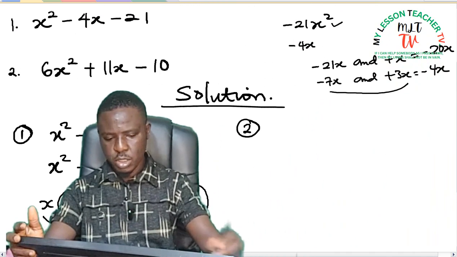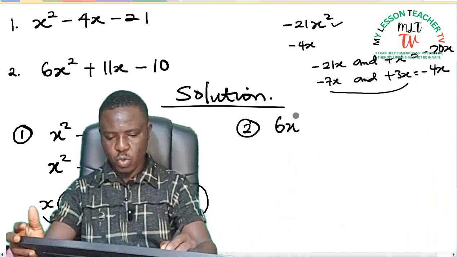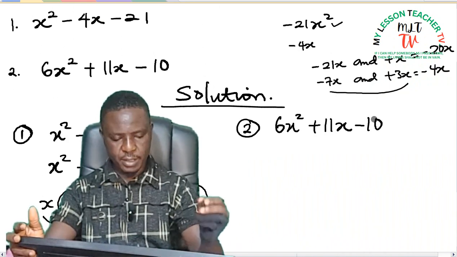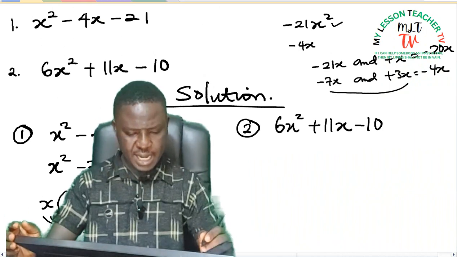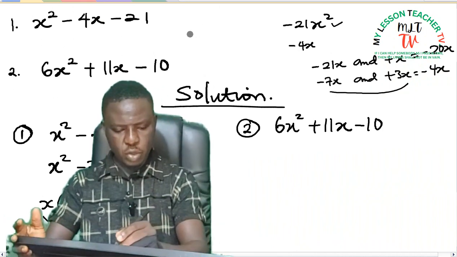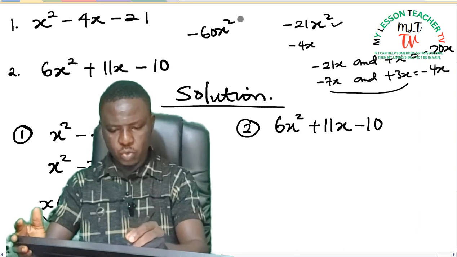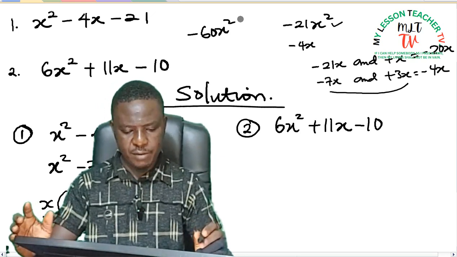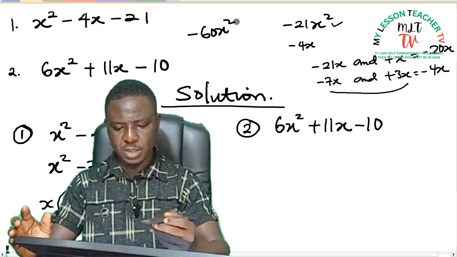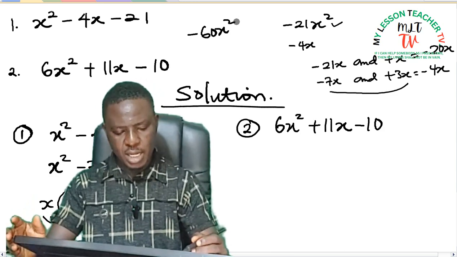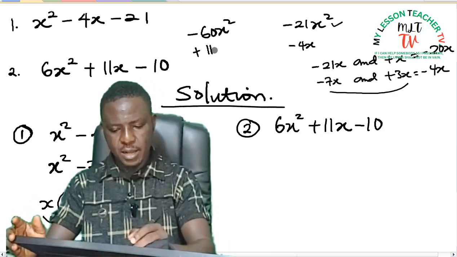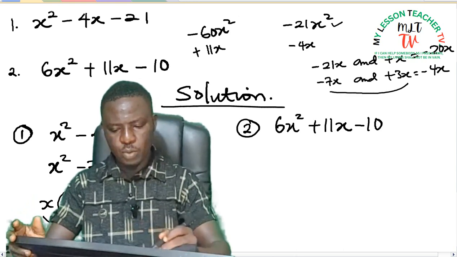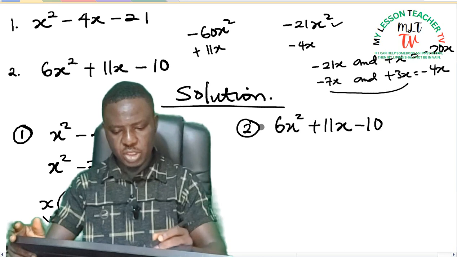Solution to number 2. This is 6x squared plus 11x minus 10. We are going to multiply the first and the last term together, and that gives us minus 60x squared. So we are looking for two terms that when you multiply them together, it gives you minus 60x squared, and when you add them together, it gives you plus 11x. So look at those two terms that when you multiply, it gives you minus 60.